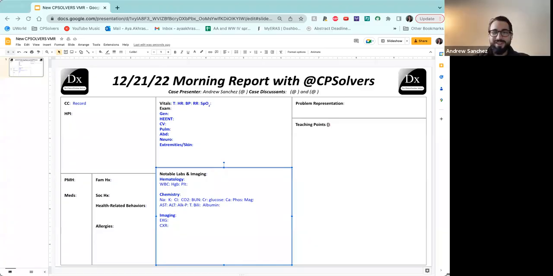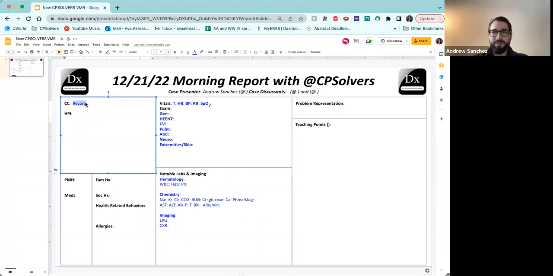Perfect. So I have four aliquots for us today. They're going to get successively smaller. So the first one is going to be HPI and some past history. So this is a 20-something-year-old female.